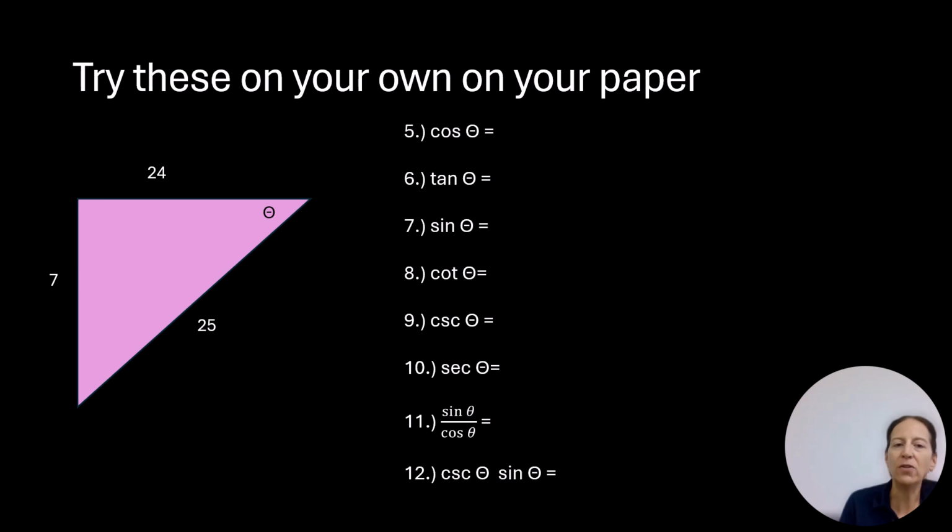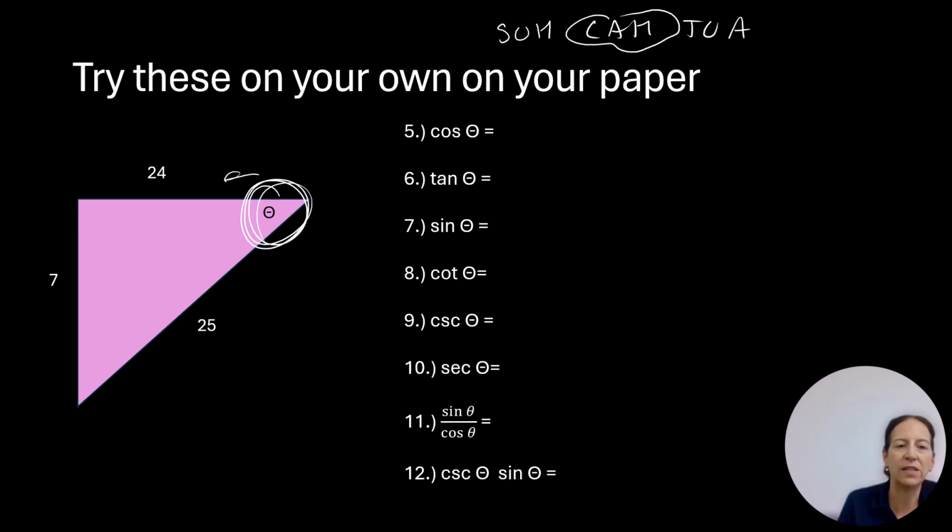All right, so I'm going to look at number 5. So 5 is the cosine of theta. If we go back to SOHCAHTOA, cosine is adjacent over hypotenuse. So if I go find my angle, there's my angle, and I want the adjacent side, which is 24, over the hypotenuse, which is 25.